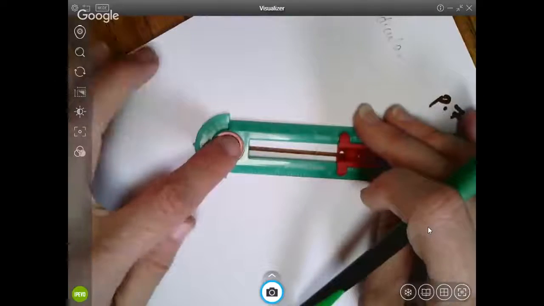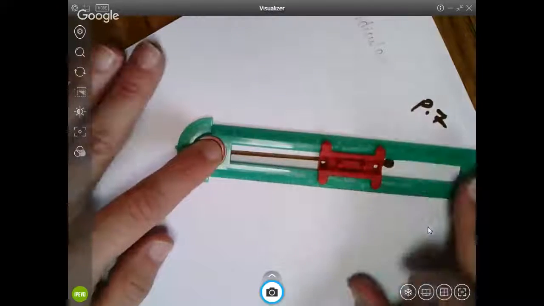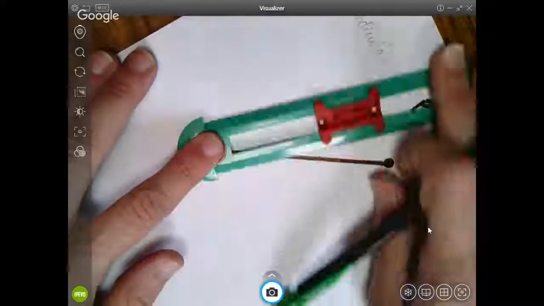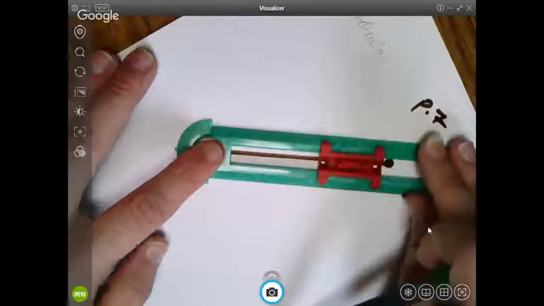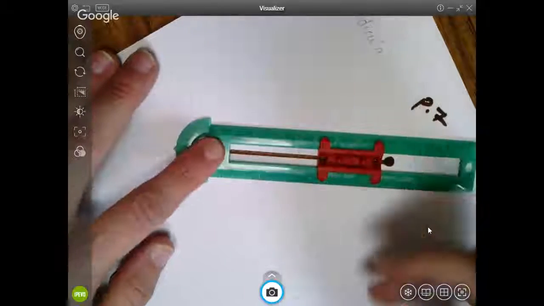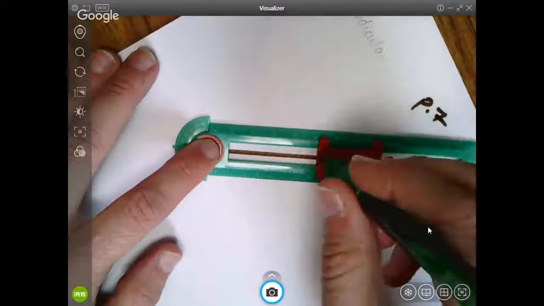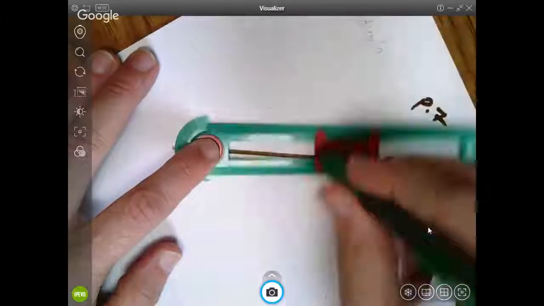So I'm going to put this here. I'm going to hold my finger on the compass end, and I can see how it swings. So when I put this here, I'm going to swing up and down.